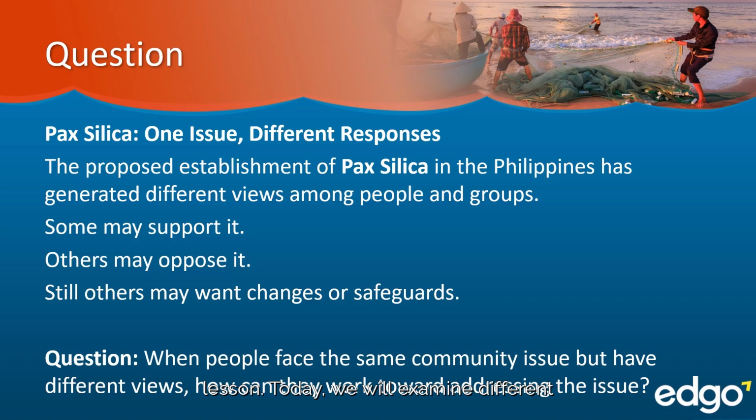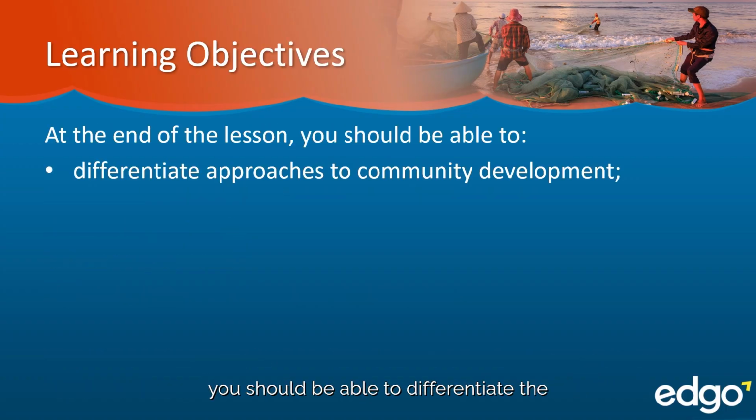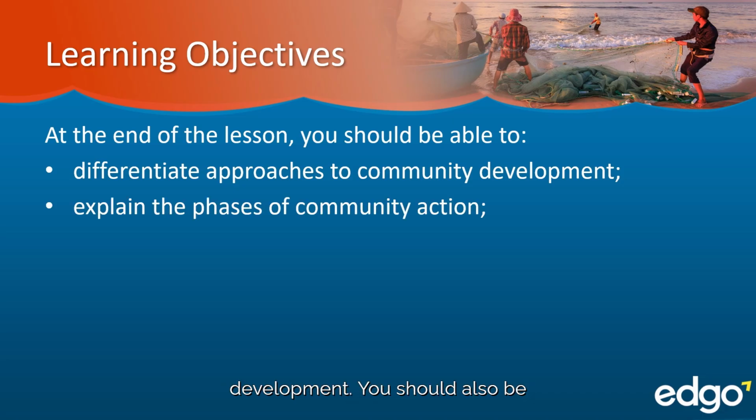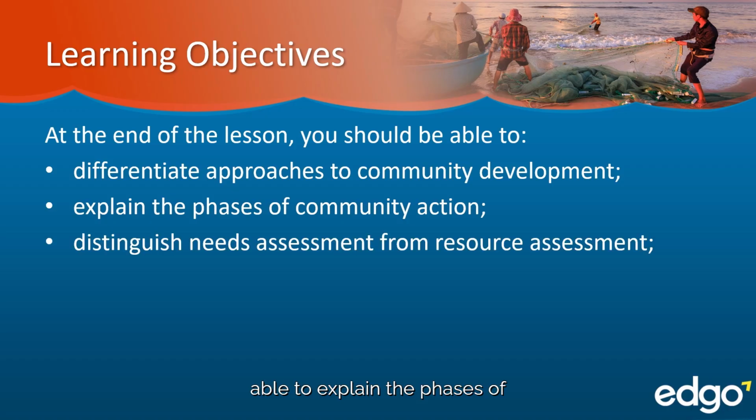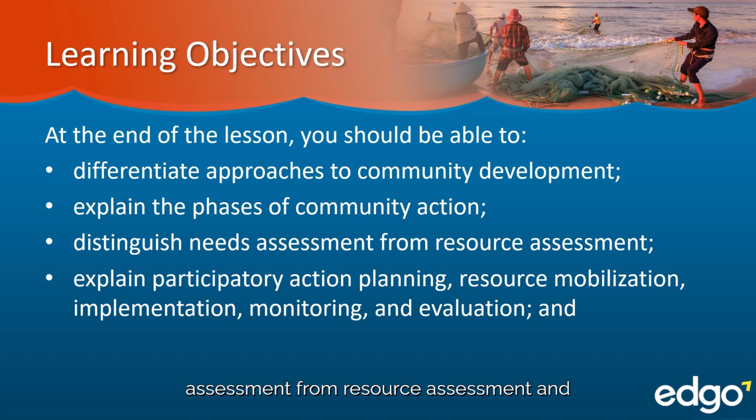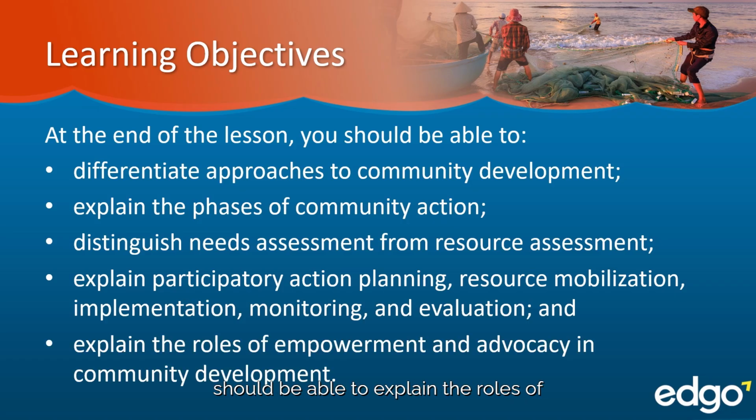Today, we will examine different approaches that communities can use to respond to their concerns and pursue development. By the end of the lesson, you should be able to differentiate the different approaches to community development. You should also be able to explain the phases of community action, distinguish needs assessment from resource assessment, and explain participatory action planning, resource mobilization, implementation, monitoring, and evaluation. Finally, you should be able to explain the roles of empowerment and advocacy in community development. As we go through the lesson, try to connect these concepts rather than treating them as separate terms.